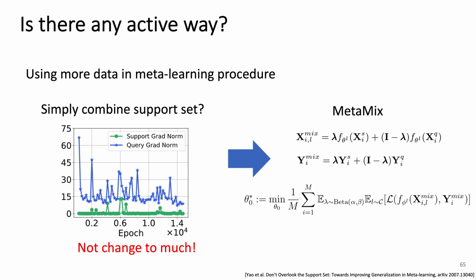Thus, MetaMix is proposed, motivated by manifold mixup and mixup, using a linear combination of the support set and the query set to construct a new data set called the mixed data set. In the mixed data set, we have a linear combination of support and query, and the labels also combine support and query. We use it to replace the query set to optimize the parameter theta 0. Thus, it incorporates the support and the query set together.